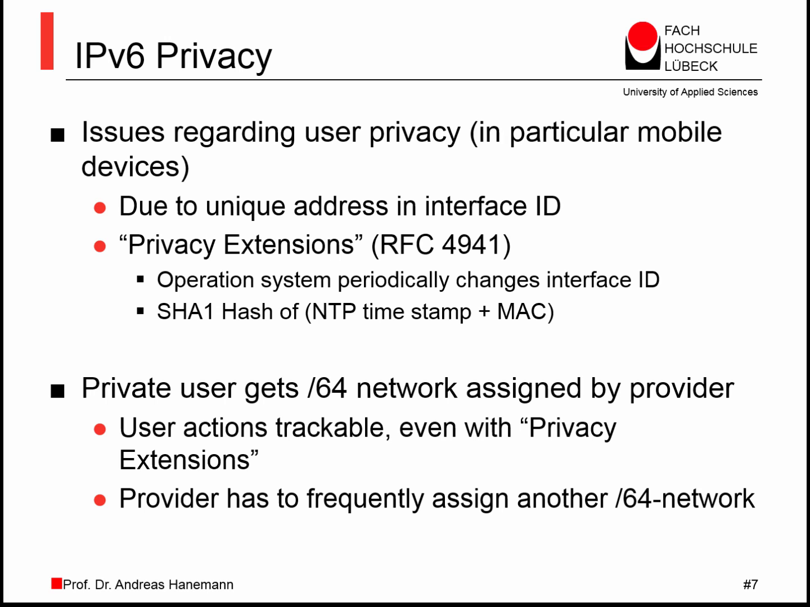Another problem can occur for private users when they access the internet from home, for example via their DSL access. Now the /64 network prefix that the user has can be abused to track the user's actions. It does not make a difference whether the user applies the privacy extension method. To cope with this problem, the user has to rely on the provider so that the provider supplies another /64 network prefix from time to time.